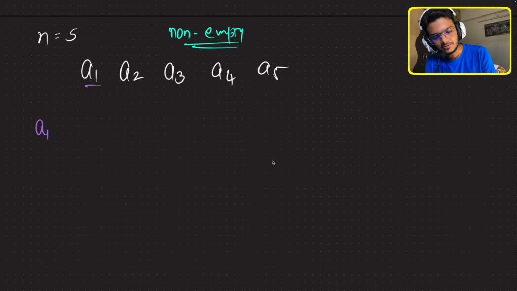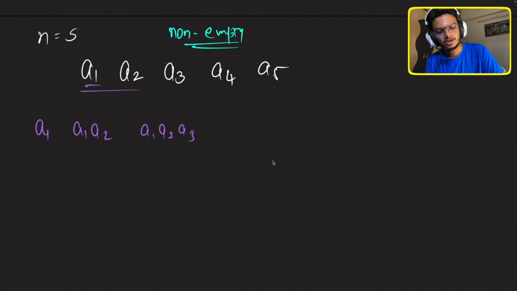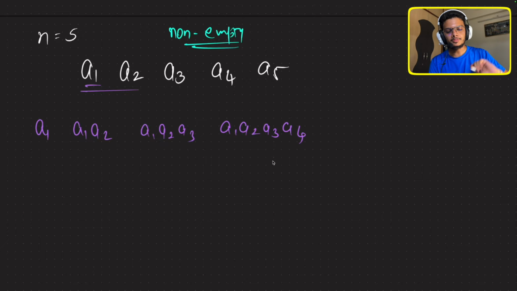So one subarray is A1 here, fine. What about A1, A2? Yeah, okay, A1, A2 is also there. Then A1, A2, A3. Okay. Then A1, A2, A3, A4. Yeah, makes sense. So you're seeing what I'm doing. I'm just incrementing one element at a time, up to A1 till A5. Right, so these are all the subarrays starting with A1.